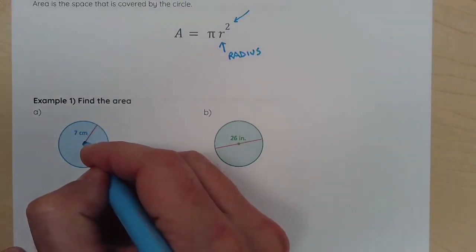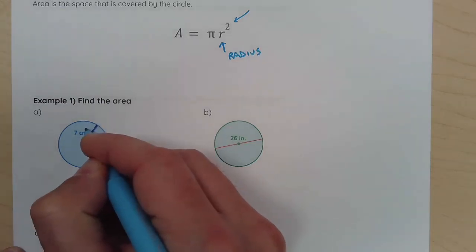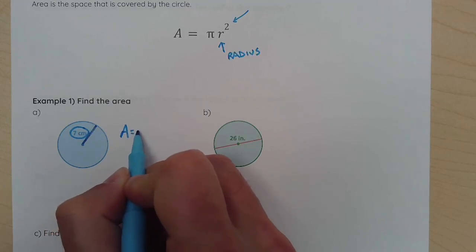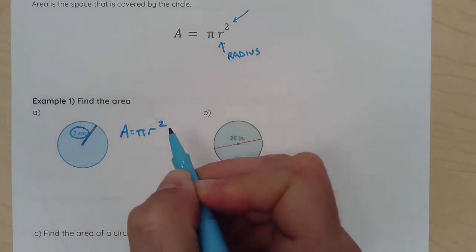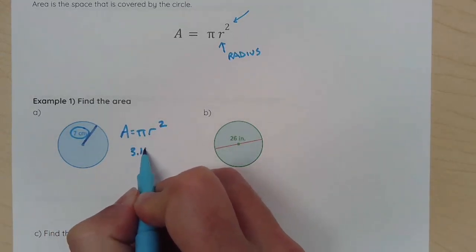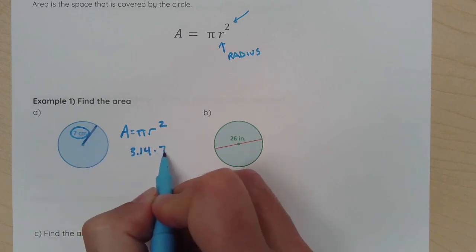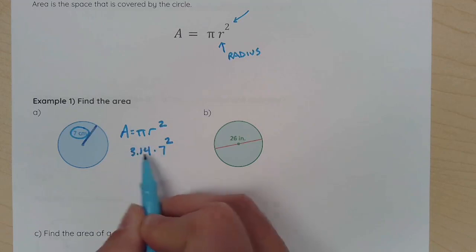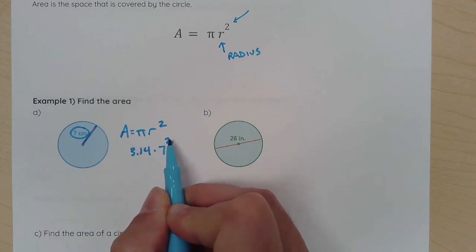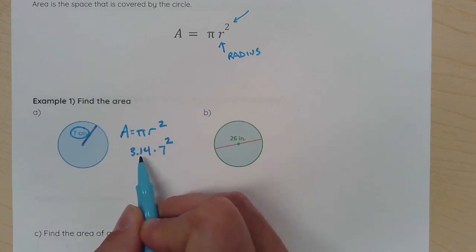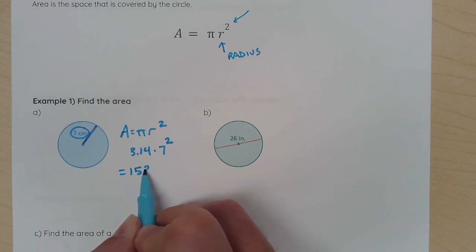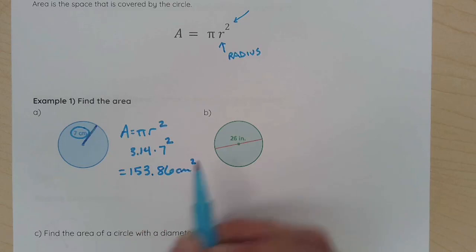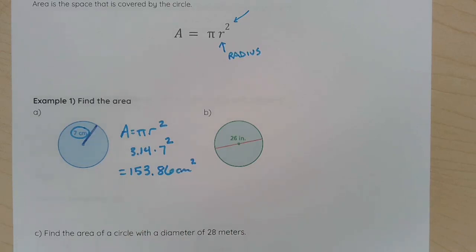Here I'm given just the radius, so that's 7 centimeters is the radius. So I'm going to start: area equals pi r squared. I know pi is 3.14, and then I have 7 squared. If I multiply this, I get 49 times 3.14. That gives me 153.86 centimeters squared. That's my approximate form.